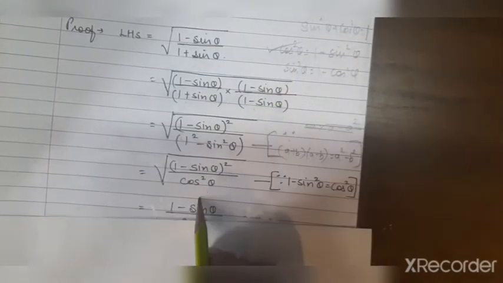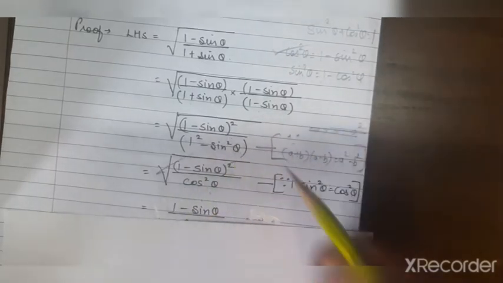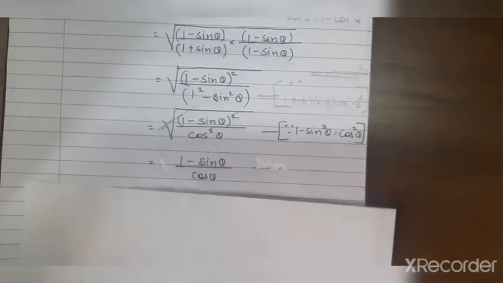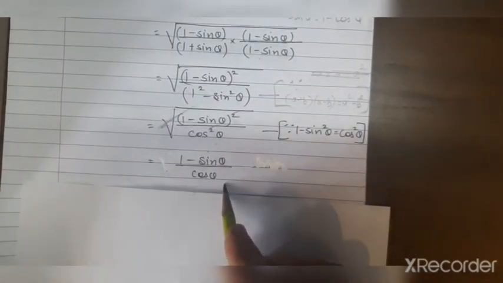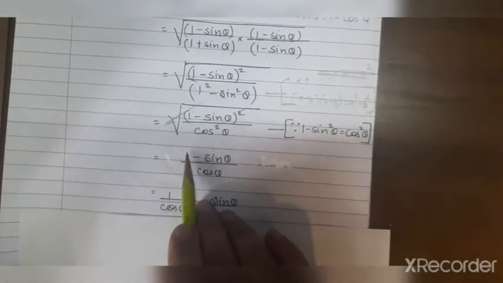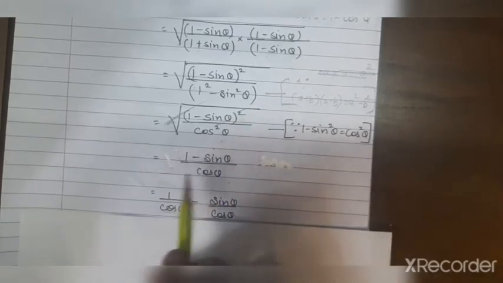This first one. Okay, now removing the square and square roots. So this square and this square root get cancelled. Okay, so we get 1 minus sine theta upon cos theta. Now we separate this. We write this as 1 upon cos minus sine upon cos. Can you see here? We have just split.